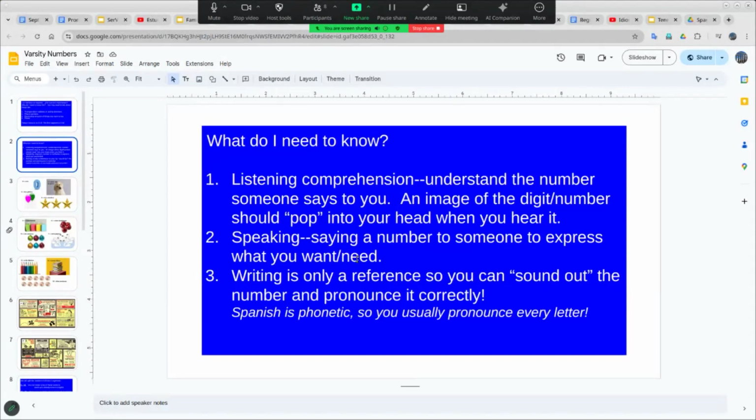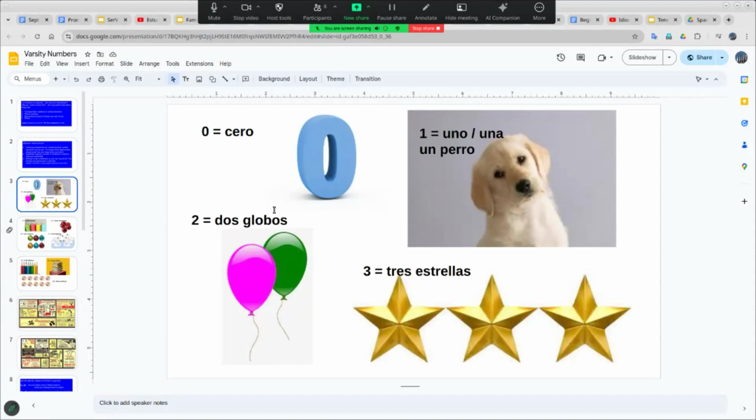Speaking, saying a number to someone to express what you want or what you need, that's secondary, but yes, it's important. Writing is only a reference. You don't nearly need it, except to sound out what the word sounds like so you can pronounce it. That's the only functional thing that's important for writing, because if somebody is writing down a bunch of numbers, they're not going to write them as words. Nobody's ever going to do that. So vamos a practicar aquí.